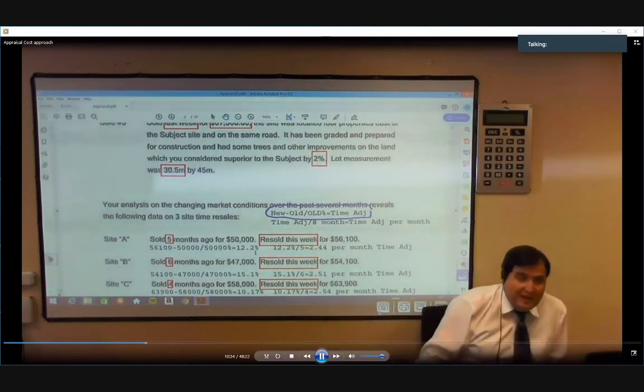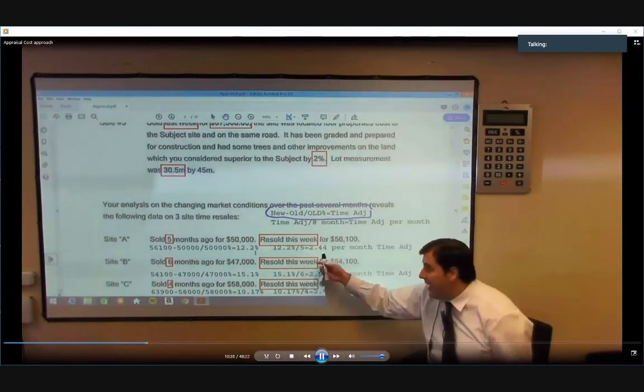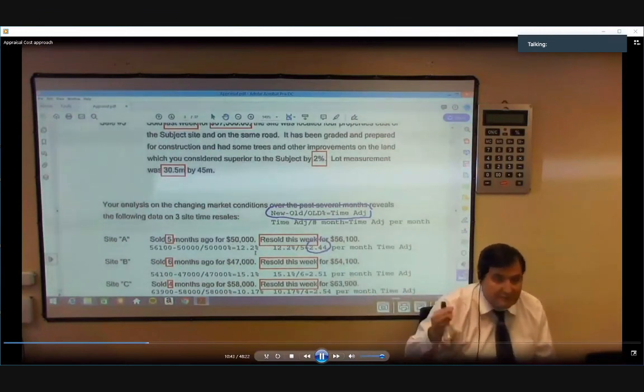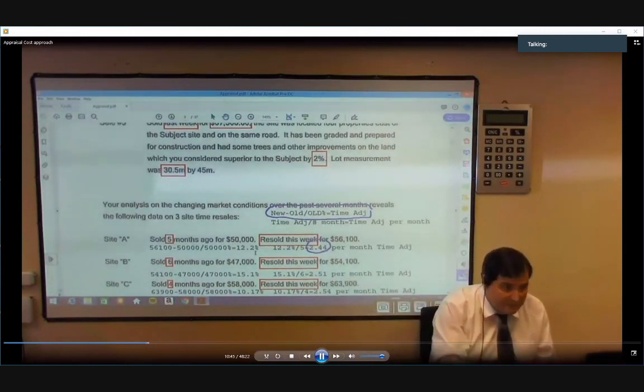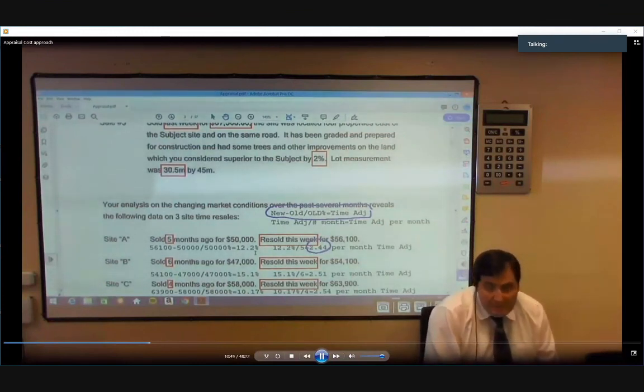What is that? That is the price change in the last 5 months. Now, if you divide it by 5, it's going to give you the price change per month. So that's what you want to find. Because from 5 months ago to today is 5 months. So if I divide by 5, I find out the price adjustment per month.